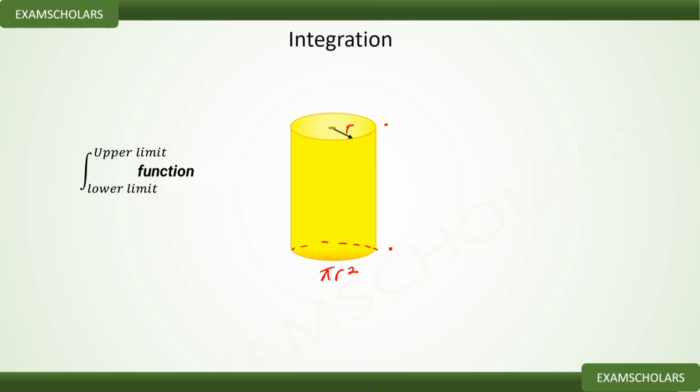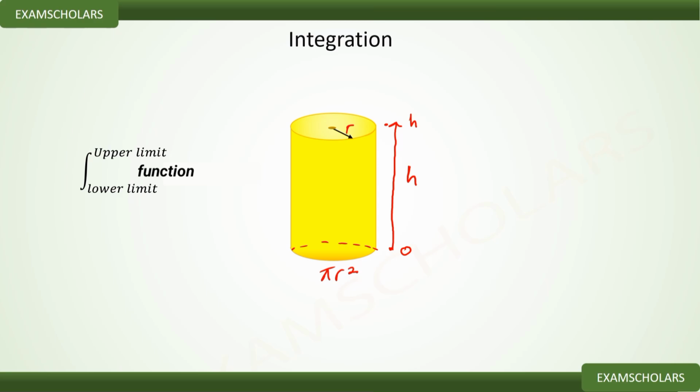So when you start from this point here, you move upward like this. From here to here, you are going to have the height, h. Which means this point will be 0. This point will be what? h. So let's apply the knowledge of integration to find the volume of a cylinder.